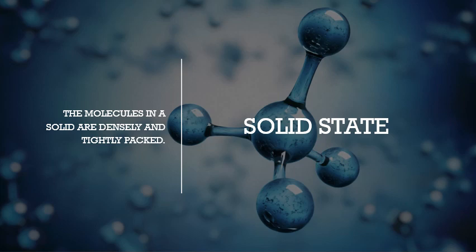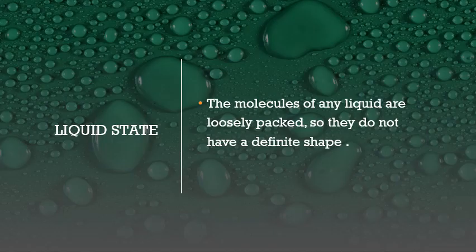Solid state means the molecules in a solid are densely and tightly packed. That means if you leave a solid on a table, it will not flow away. It will just stay in that place unless and until we move that solid. It can be anything, right? So the molecules in a solid are densely and tightly packed. Now there are three main properties of the solid state. A solid has a definite shape, a solid has a definite mass, a solid has a definite volume.